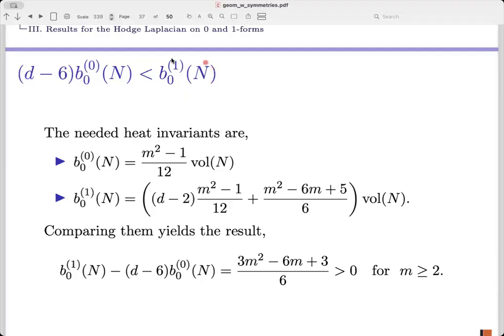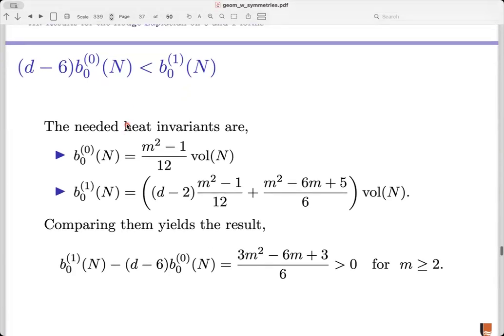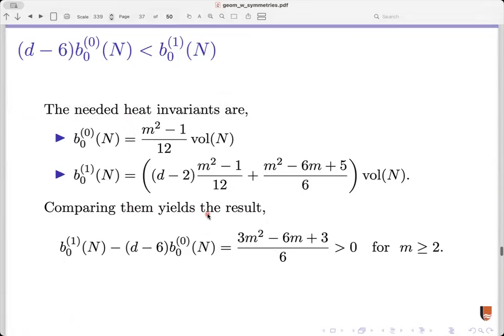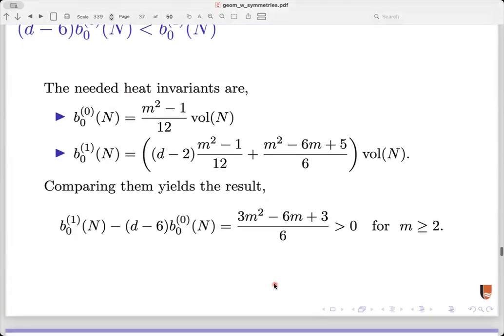showing the inequality that we want, that the contribution from 1-forms from our singular stratum is going to be strictly greater than d minus 6 times the contribution from our stratum from the spectrum on functions right there. And that does it. So that allows us to detect that singular stratum because we violate the equation that's true if there is no singular stratum.